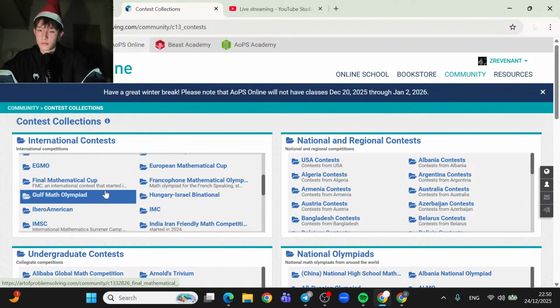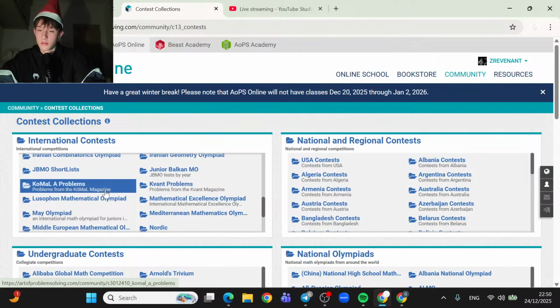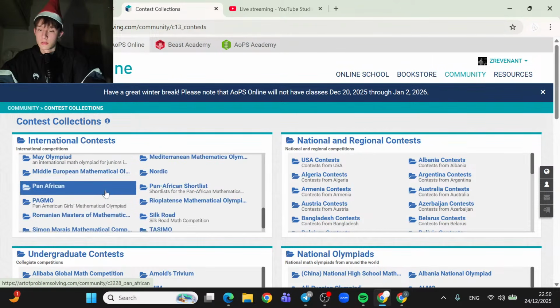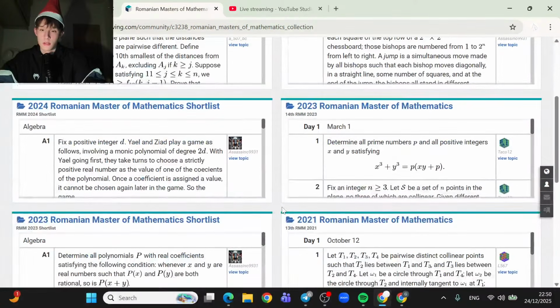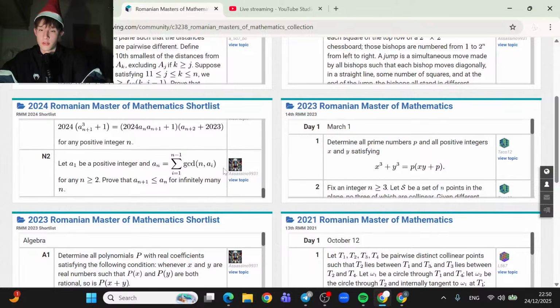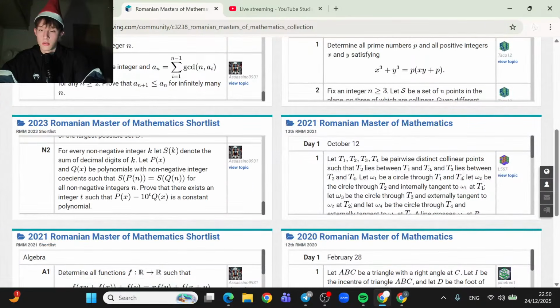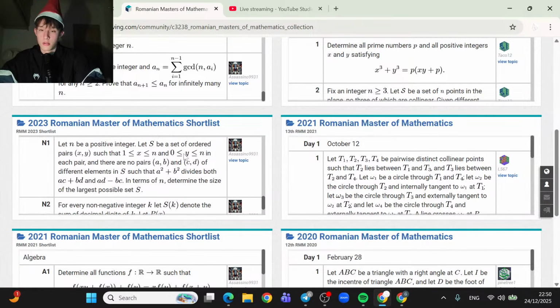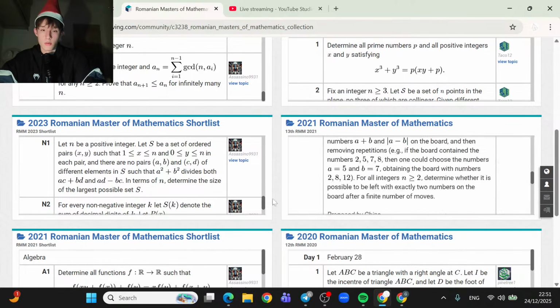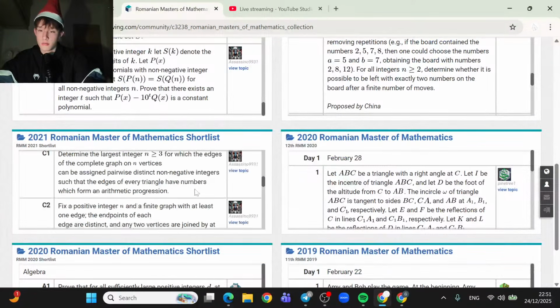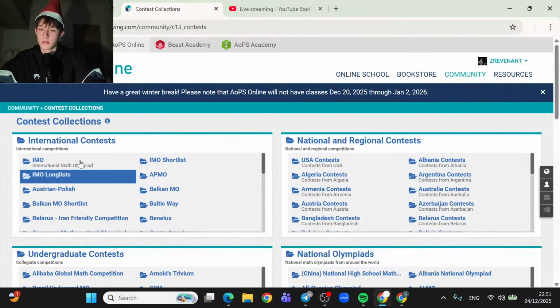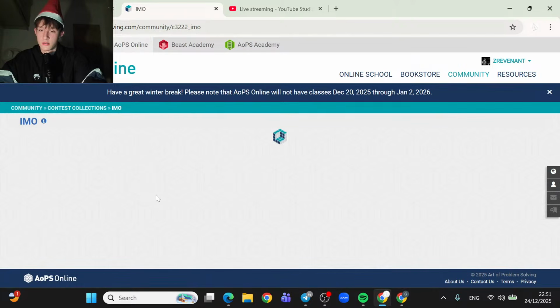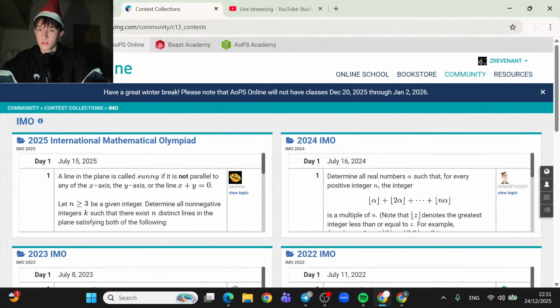What do we want to do? Romanian Masters of Mathematics. Okay, shortlist. I think I've done this one. This might take a while. All of them might take a while, but let's just see which looks good. Okay, I think this is just not rational because RMM will take ages. How about IMO shortlist? IMO shortlist should be very doable.